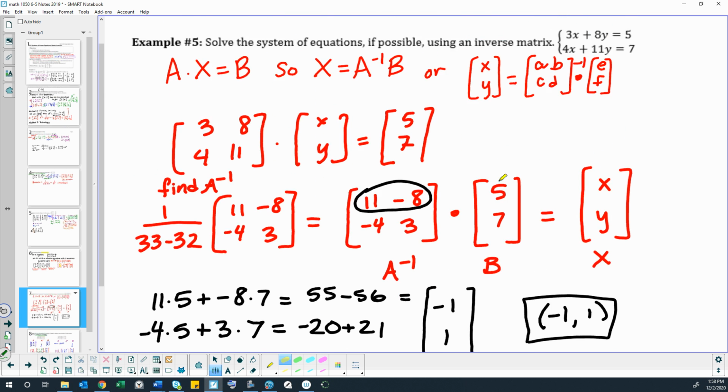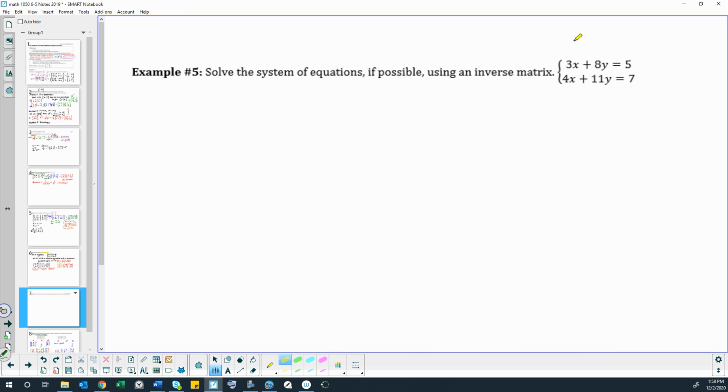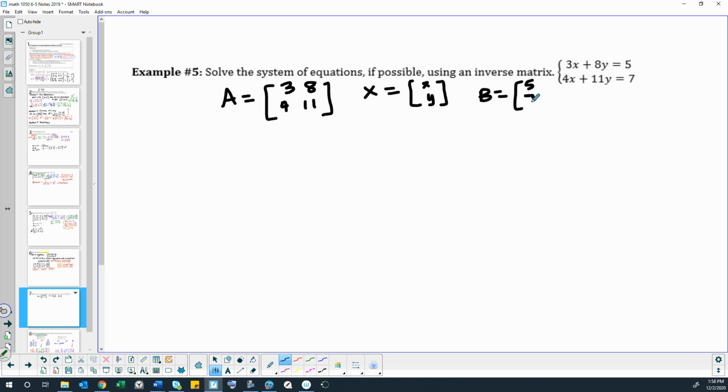I'm going to go ahead and clear this out so we can start from scratch. So here we go. We are going to start by turning our system of equations into matrices. So we're going to have matrix A, which is 3, 8, 4, 11. Remember, that's our coefficient matrix. And then matrix X, the next one, would be our x, y, right? And then the constants would be 5, 7.